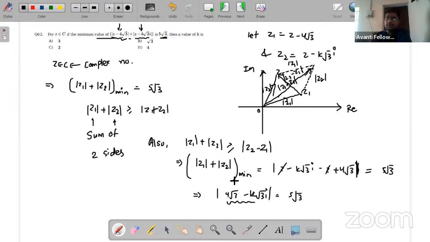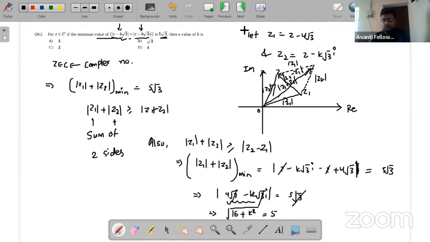Now, clearly this is a complex number, and the modulus of a complex number is what? Root over a square plus b square, if z is written in terms of a plus iy. So here a is 4 root 3 and b is minus k root 3. First of all, we can take root 3 common, so root 3 will be cancelled out. Now I can take a square plus b square. So a square means 16 plus minus k whole square means k square, whole under root is equal to 5.